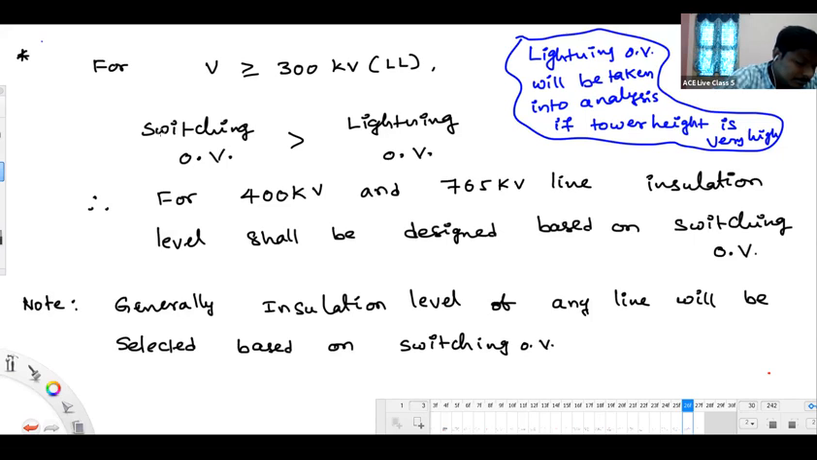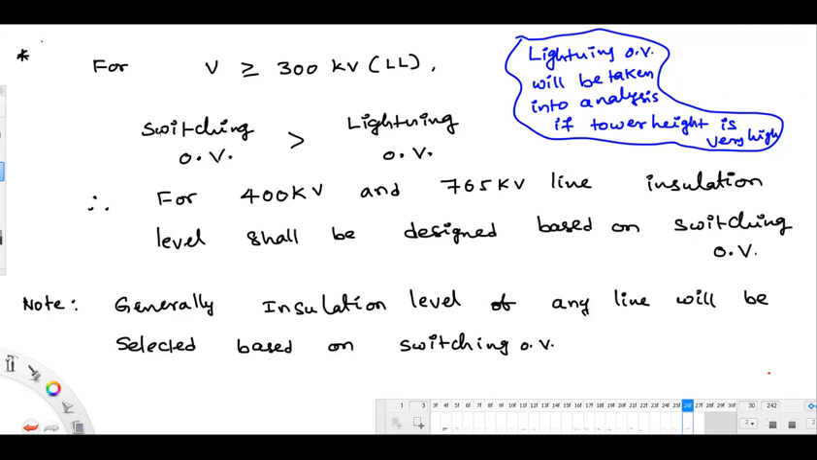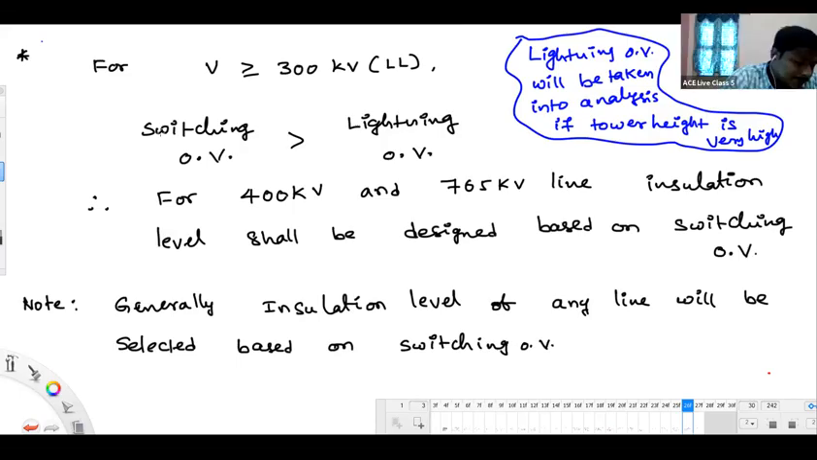Sir, what is indirect lightning, sir? For example, you have a lightning stroke on what we call the ground wire. Okay, sir. So the ground wire is carrying current.